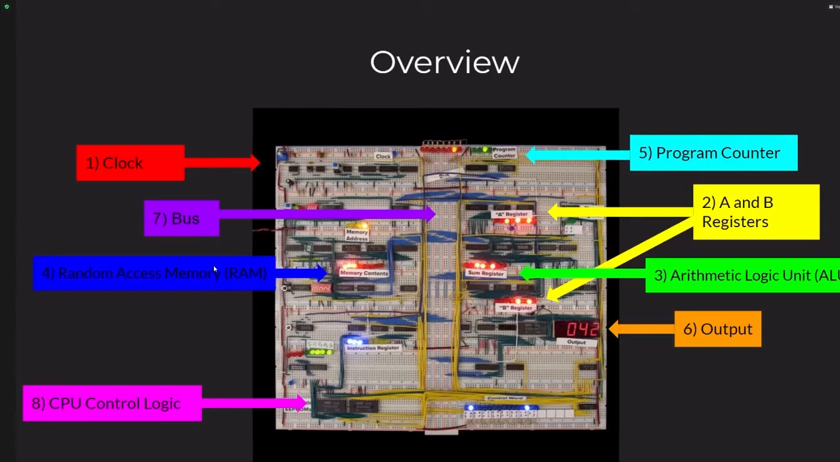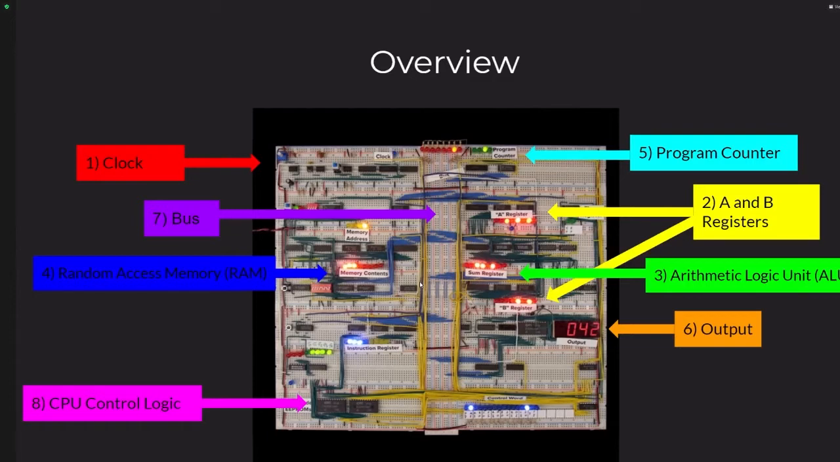Number 7 is the bus. This is very important because this is how all your information travels. If you want to get information from register A to display on the output register, it has to travel through the bus. So all your information is traveling through the bus. It's like one really long highway, whatever you want, it'll go through. Lastly, one of the most important, if not the most important, parts of the computer is the CPU control logic.